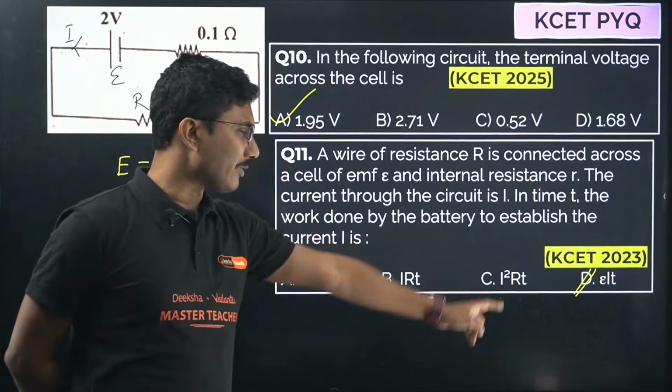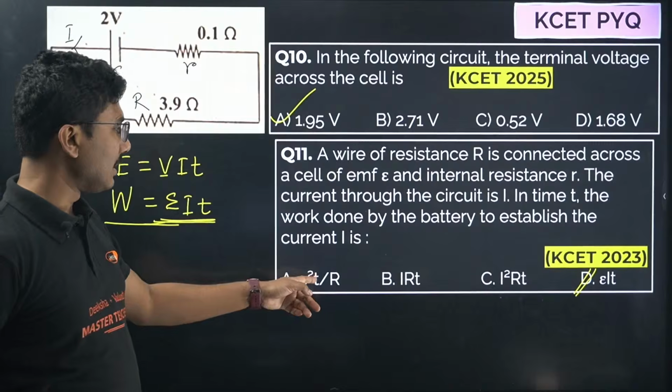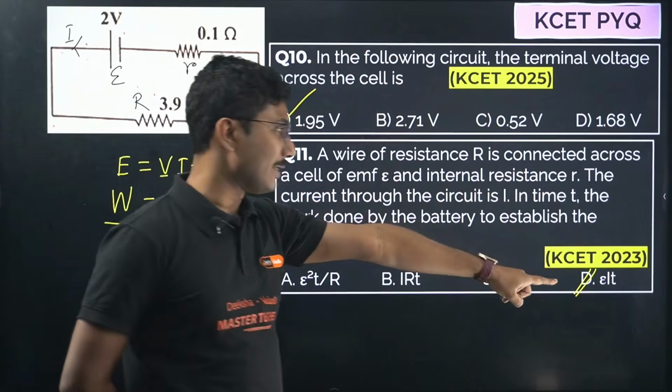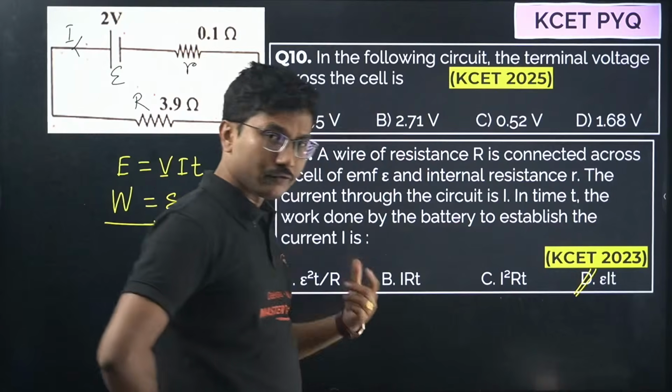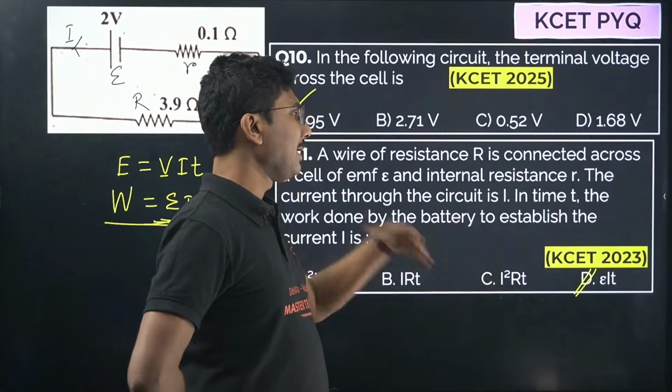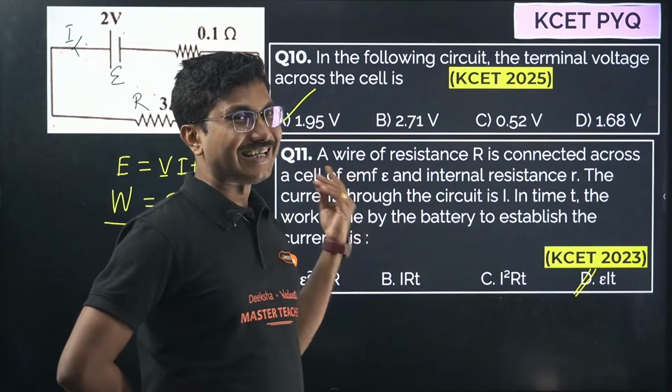Don't answer I squared RT or E squared T by R. It should be done by the battery. So the energy done by the battery is epsilon IT. The useful work is this one, because the remaining part is wasted in the internal resistance.